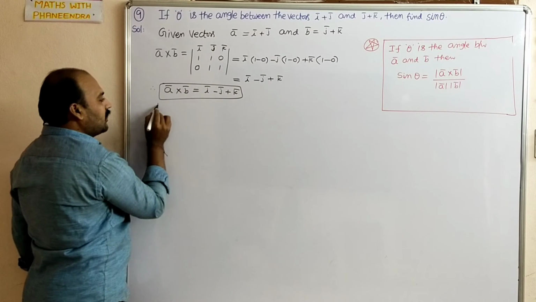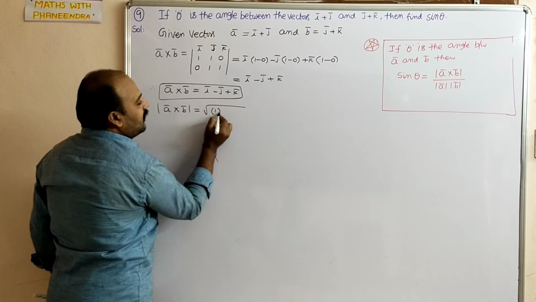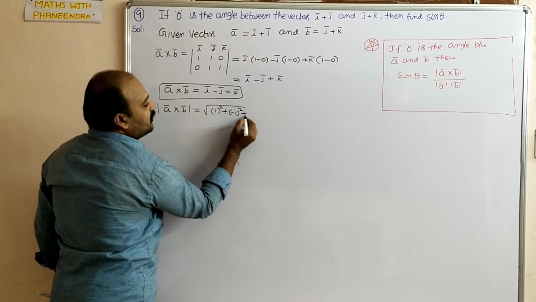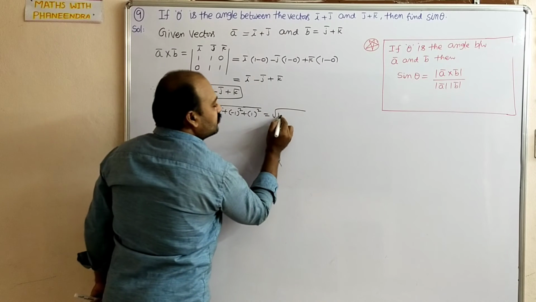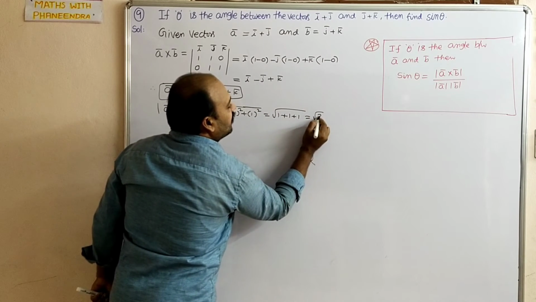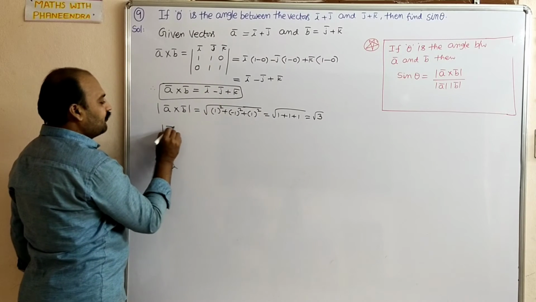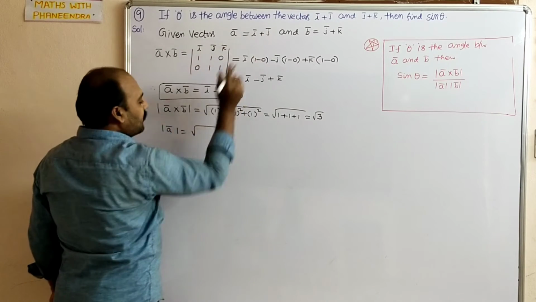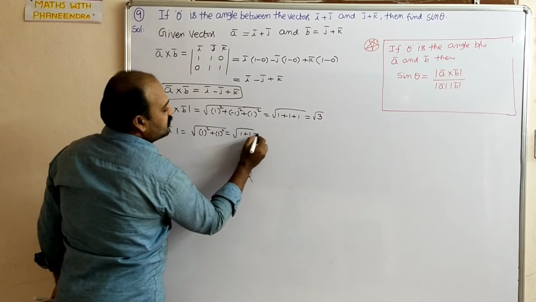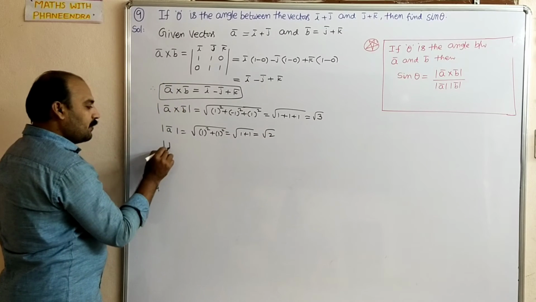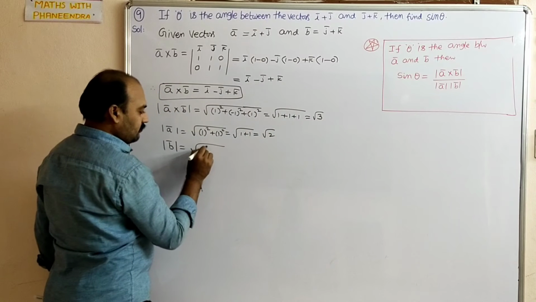Now the magnitude we can calculate. Magnitude of A bar cross B bar equal to square root of 1 square plus minus 1 whole square plus 1 square, which is equal to square root of 1 plus 1 plus 1, which is equal to root 3. Similarly, you can calculate magnitude of A bar is equal to square root of 1 square plus 1 square, 1 plus 1, which is equal to root 2. Mod B bar equal to square root of 1 square plus 1 square.